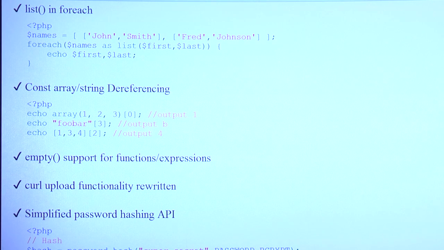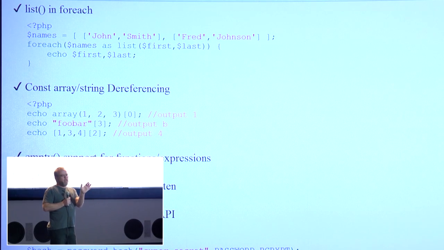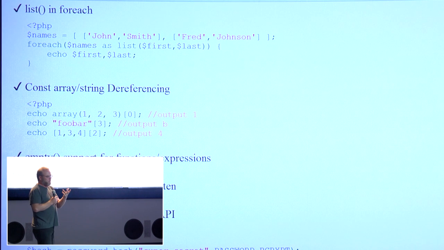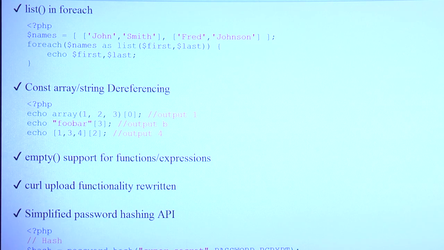Constant string and constant array dereferencing. So if you have a constant string, you can pick out the character directly from it. I don't quite see how this is useful, but we had some people asking for it, and it's a consistency thing, really. Why can't you dereference a constant string? So now you can.